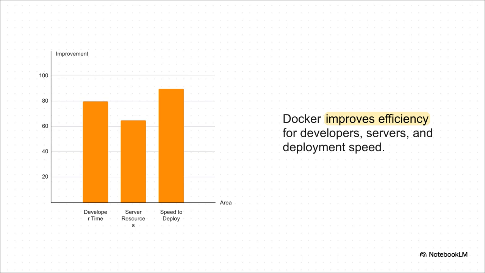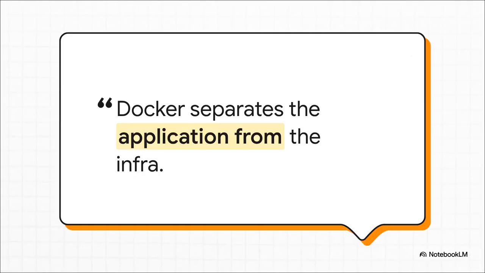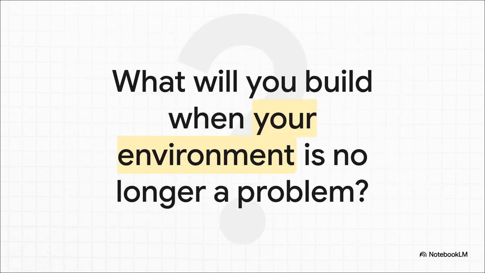It's a total win-win-win. So, if you're going to remember one thing from all of this, let it be this. Docker separates your application from the infrastructure it runs on. It packages everything up into a single universal unit, and in doing so, it solves that "it works on my machine" problem once and for all. And that leaves us with one final, pretty exciting thought. By taking away one of the biggest and most annoying hurdles in software development, Docker lets creators focus on what actually matters, building amazing things. So the real question is, what could you create if the environment was never a problem again?